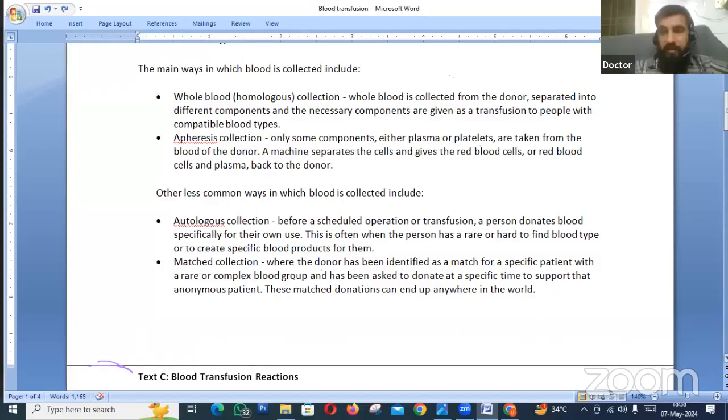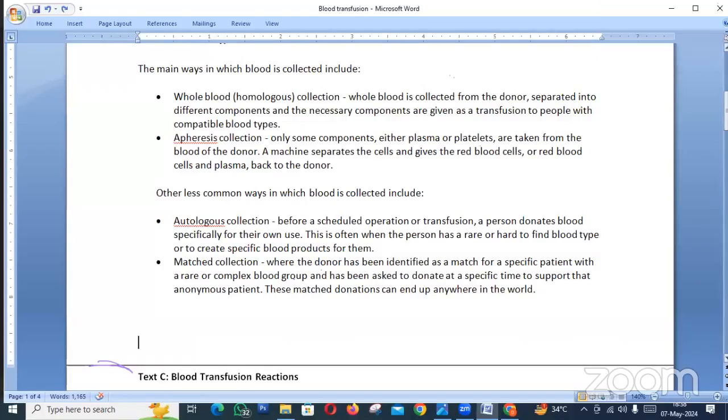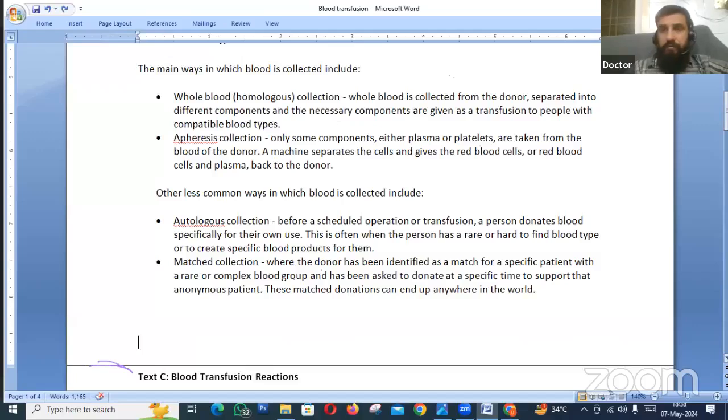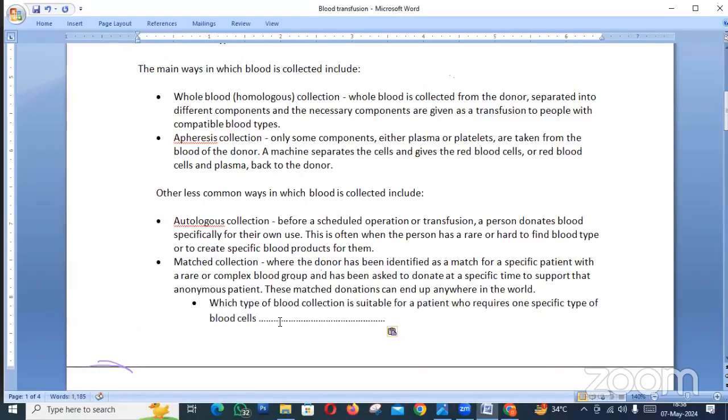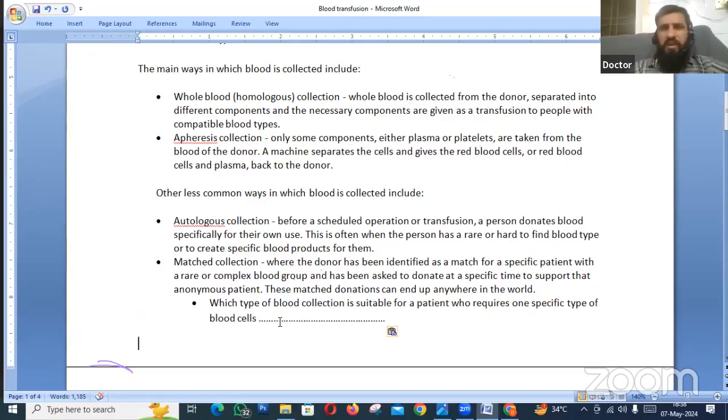Good question. Sometimes you get confused in the real exam also. How do we decide whether we should write down apheresis or apheresis collection? If you read the question, they're asking which type of collection. They already mentioned the collection. Both are okay. If you write only apheresis, it is okay. If you write apheresis collection, both are okay. Sometimes they're not strict about small things.